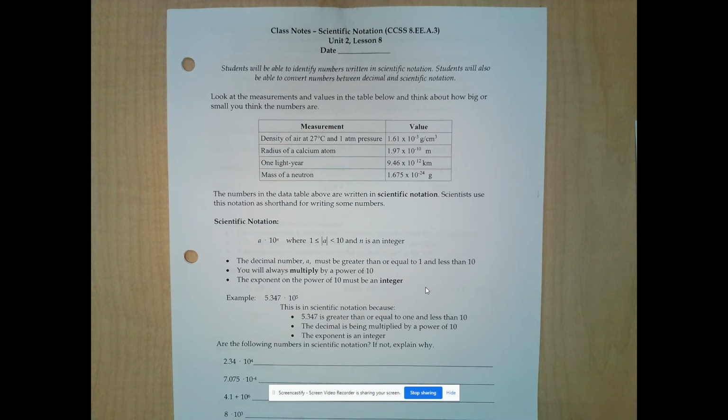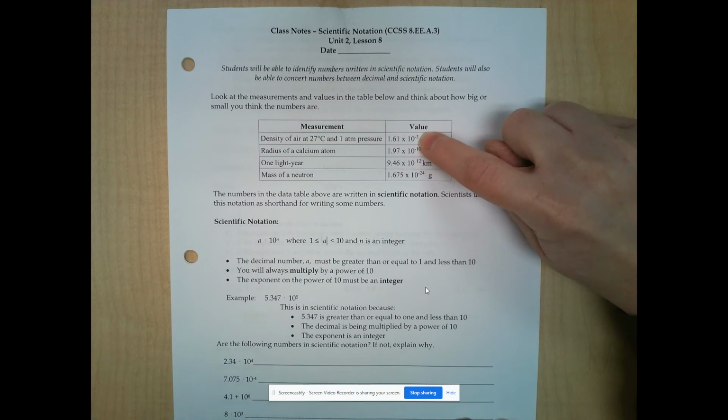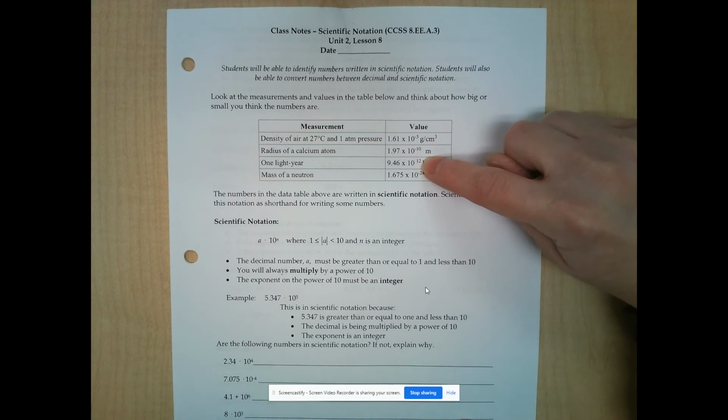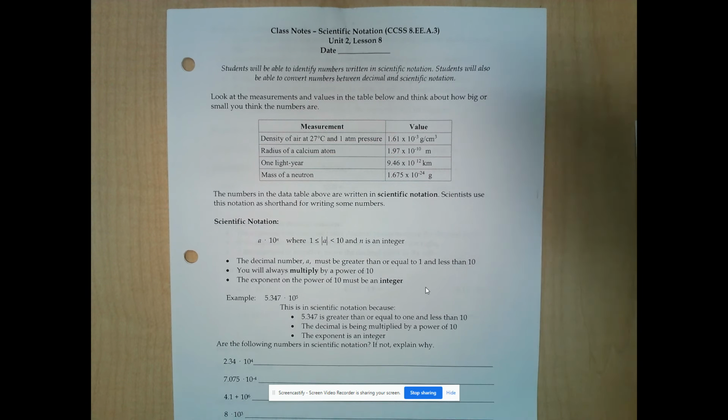So if we look at the measurements in the table, is it easy to tell whether or not something is big or small? The density of air is listed at 1.61 times 10 to the negative third. The radius of a calcium atom, well, we know atoms are small, 1.97 times 10 to the negative 10th. One light year, 9.46 times 10 to the 12th kilometers. And the mass of a neutron, a neutron being part of an atom, only 1.675 times 10 to the negative 24th grams. All of those things are written in what we call scientific notation.